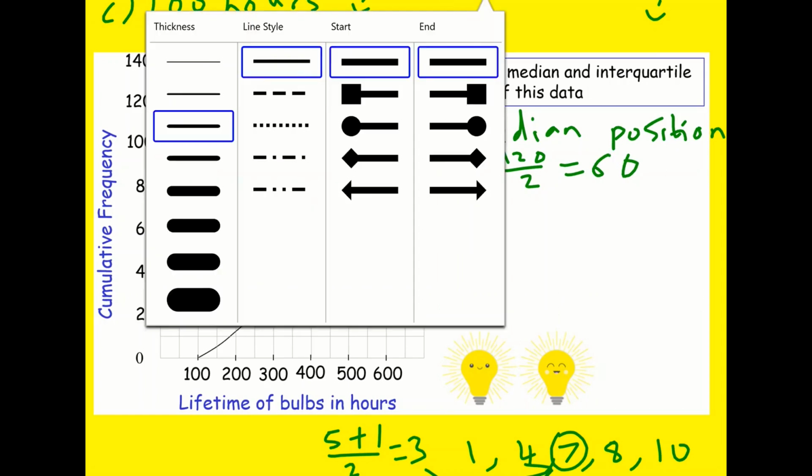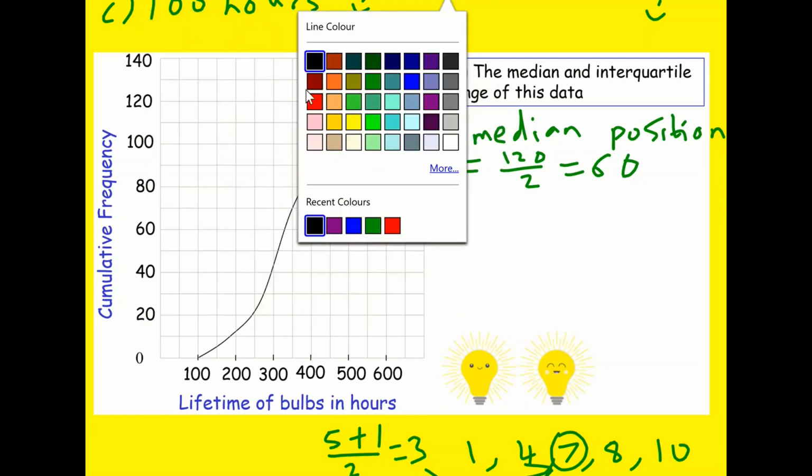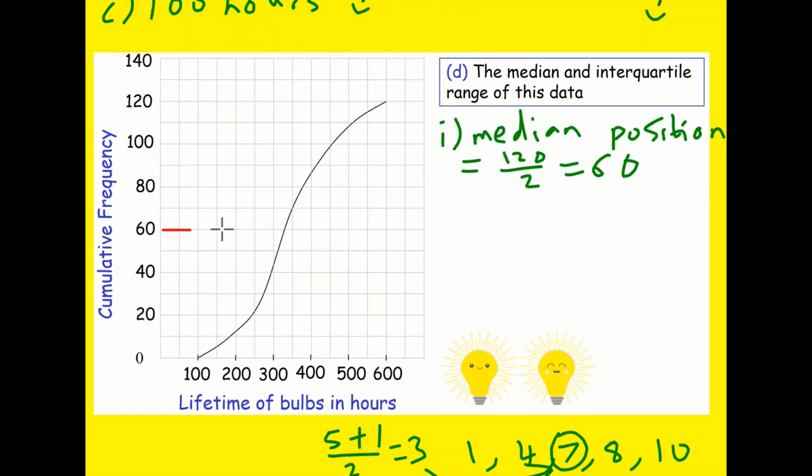And I can, again, use the graph to read off 60. So half the bulbs are going to have lifetimes less than this value, and half are going to have lifetimes more than this value. And I think that's pretty much spot on.